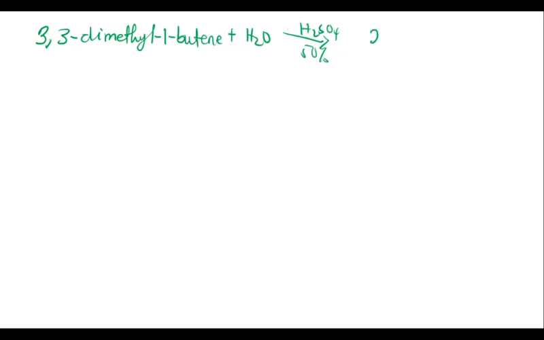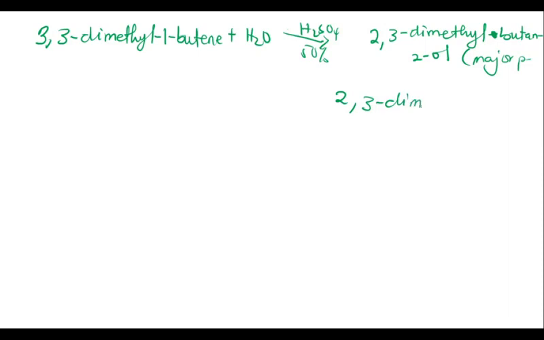So we have 2,3-dimethylbutan-2-ol. Okay, so it means we are producing an alcohol. This is the major product, and then the minor product that we are forming by this reaction is 2,3-dimethyl-2-butene. So this is our minor product.